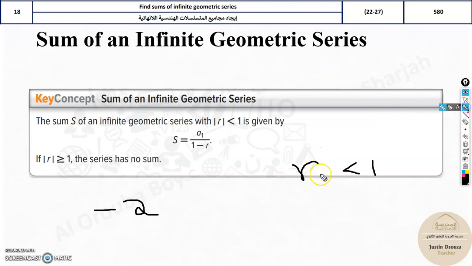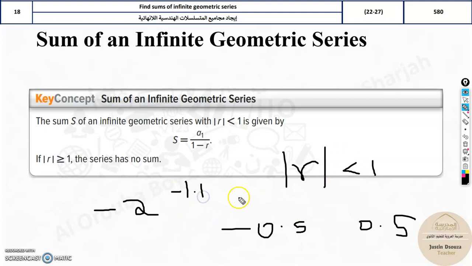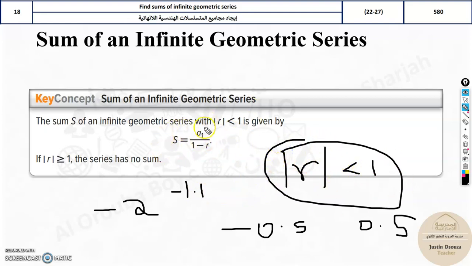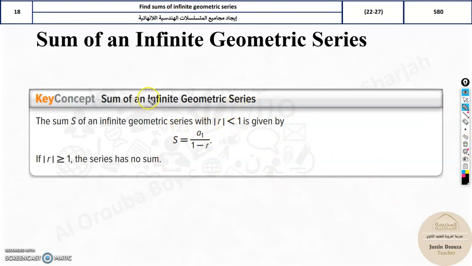So the magnitude of the r value must be less than 1. That means it can be negative 0.5, positive 0.5, fine. But it can't be more than this one number. In the sense, you can't have negative 1.1. No, this is not going to work. You won't have a sum. So only when the r value is in this constraint, you can find the sum. And the infinite geometric series formula is given by S equals a1 divided by 1 minus r. That's it.